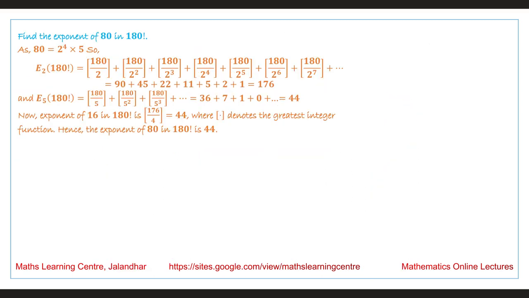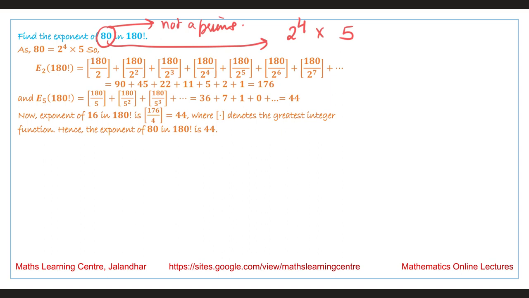Next is to find the exponent of 80 in 180 factorial. One thing is clear: 80 is not a prime, so we must find the factors. The prime factors are 2 and 5. It is equal to 2 raised to the power 4 into 5.